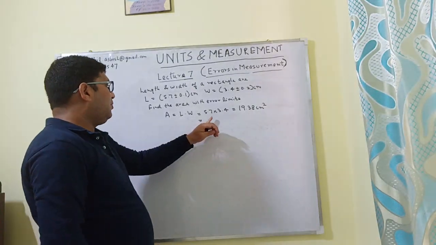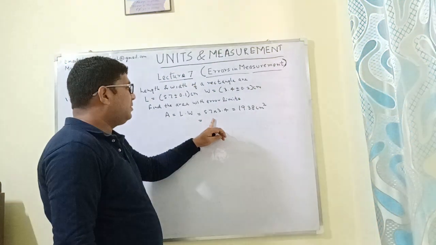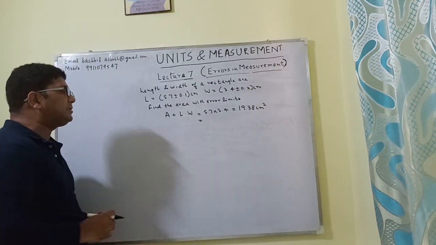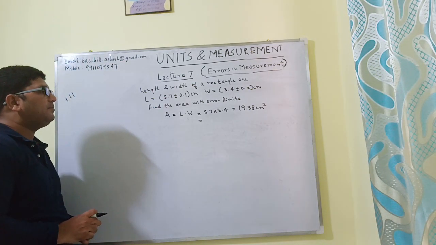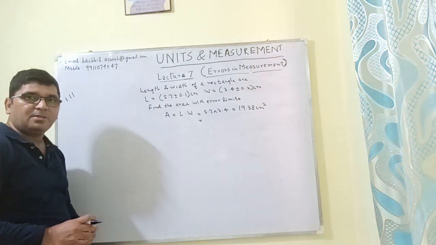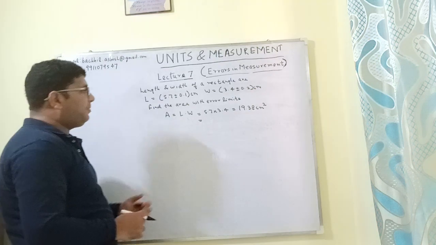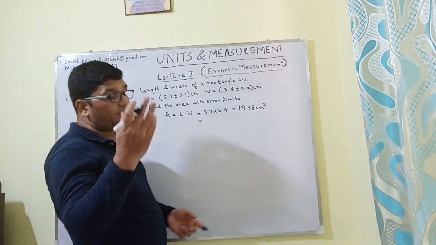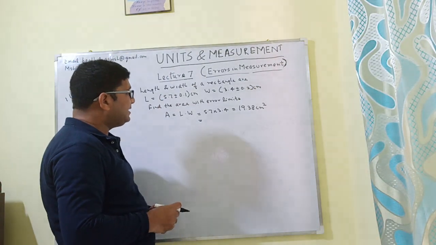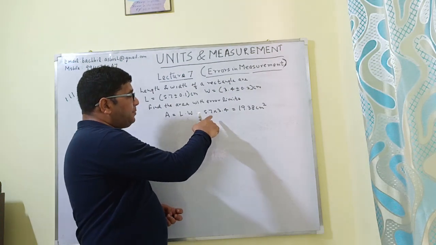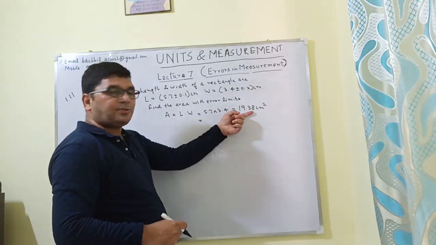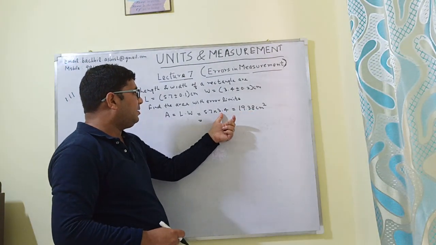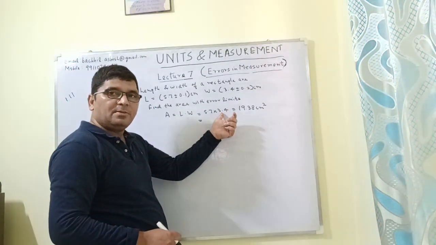Now here we will apply the rules of counting the number of significant figures, or we will apply the rules for carrying out the arithmetic operation with the significant figures. If we apply the rule for the arithmetic operation with the significant figures, which we have studied I think in the first lecture, then as per the rule, the final answer should have that many significant digits as there are in the number which is having the least number of significant digits.